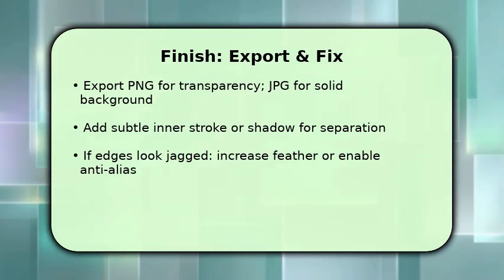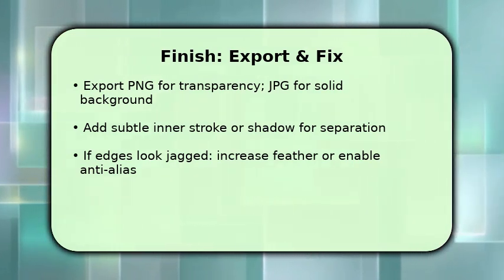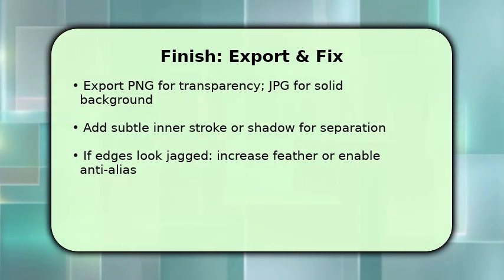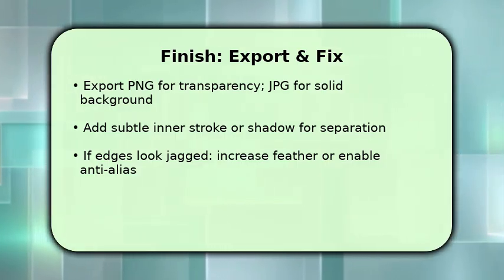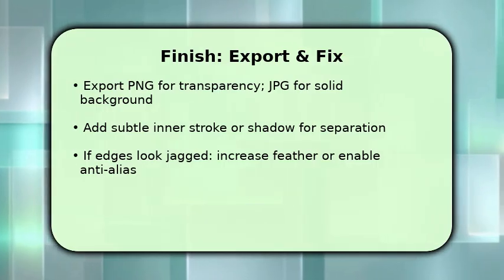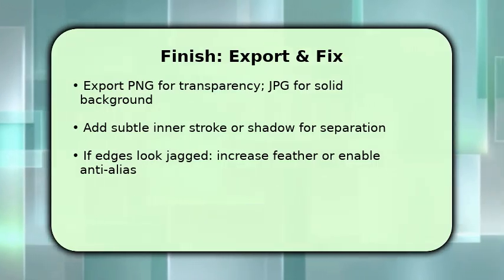If you need transparency, export as PNG. For web thumbnails, use optimized JPG. Then add a subtle inner stroke or drop shadow to separate the circle from busy backgrounds, and save a version with layers for future edits.